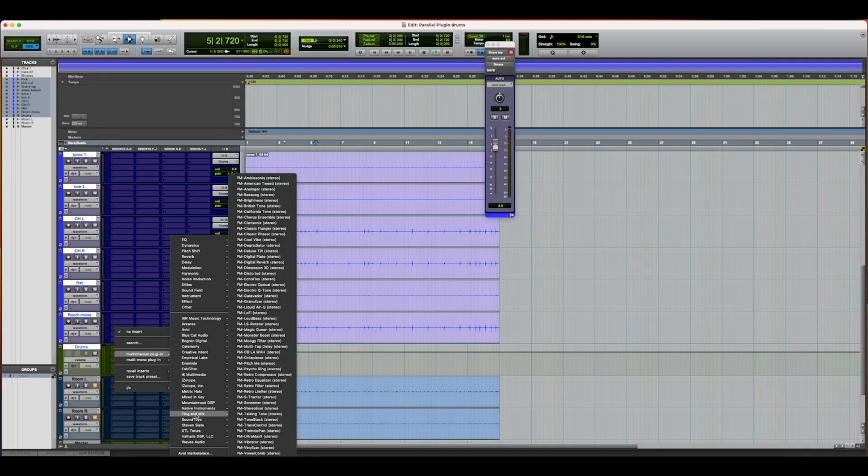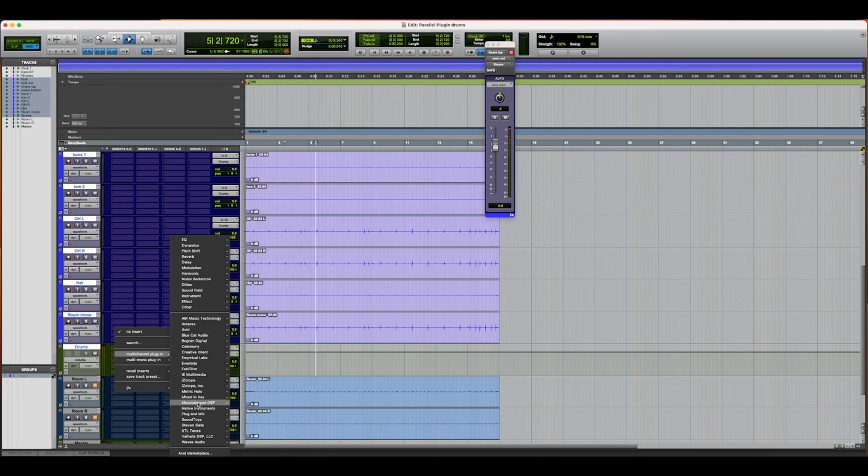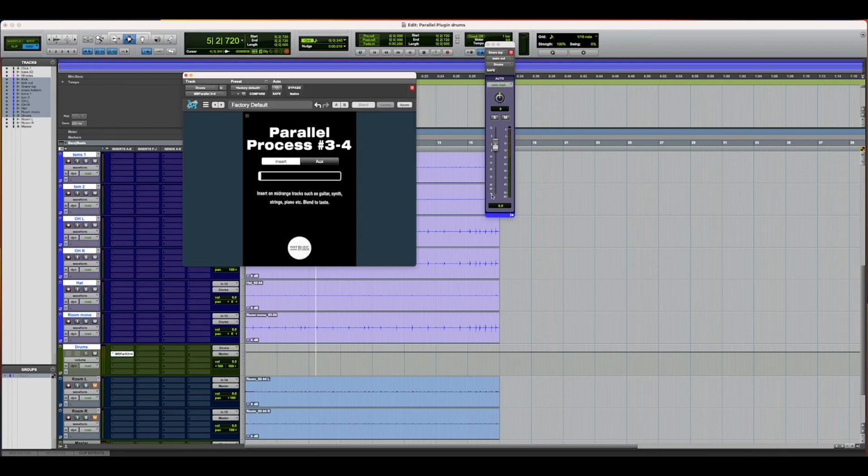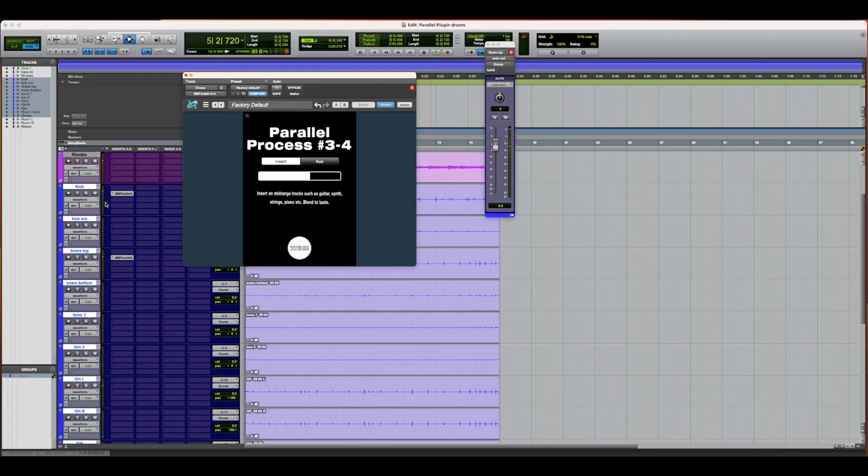Parallel 3 and 4 is based around a golden pair of API 550s that I came across that I noticed were just a little bit different than all of the others. And we modeled a trick that involved boosting 8K and 10K on those EQs. So now our drums are living with the bass and the Rhodes a little bit more.